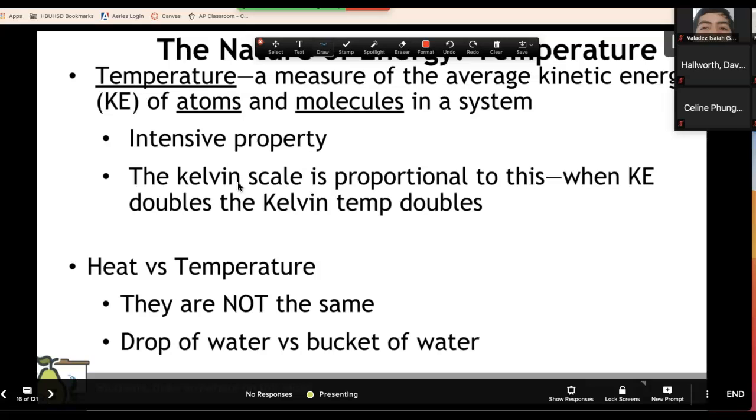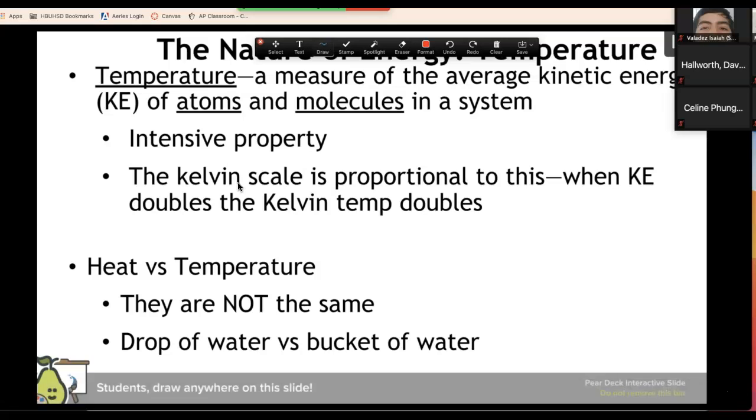Now, let's talk about the difference between heat and temperature, because they are not the same thing. And I think it's very easy to confuse them. So remember, the temperature of any substance is the measure of its average kinetic energy. Remember, energies of motion? It's a measure of how fast they're moving. Okay? Temperature is an intensive property.